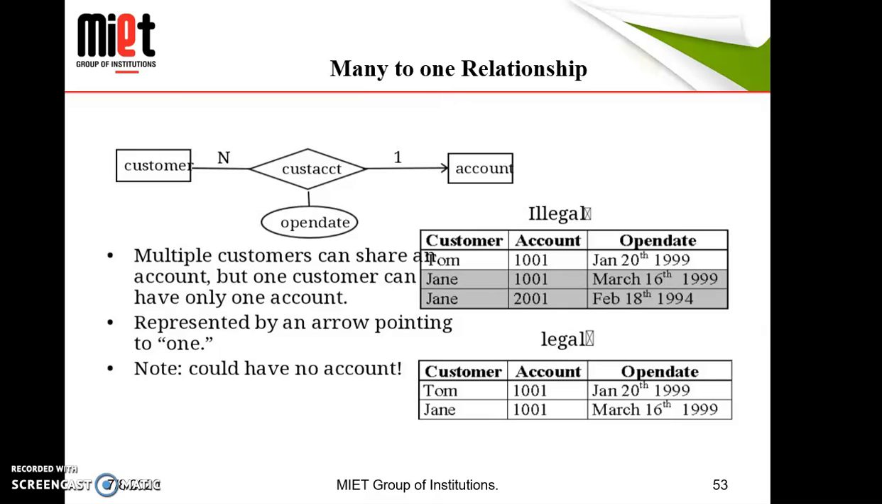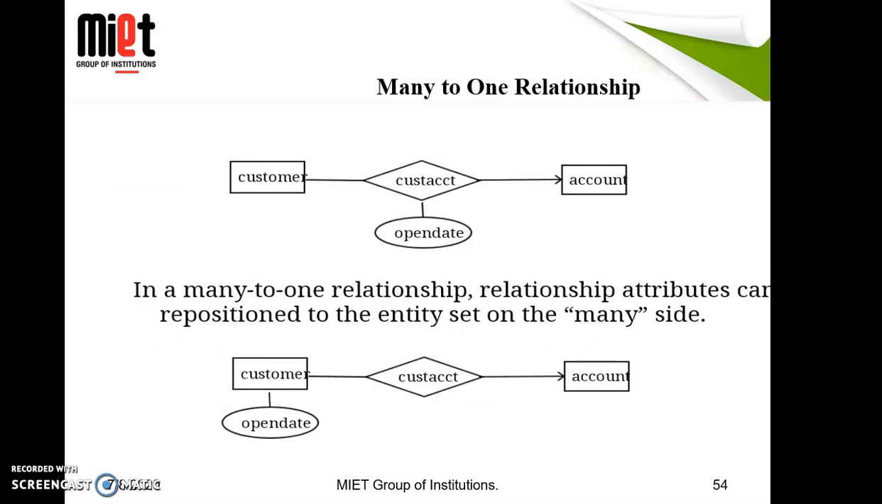Many-to-one relationship. In a many-to-one relationship, an entity in entity set A is associated with at most one entity in entity set B. For example, there can be many loans belonging to one customer. One customer can take many loans. That is called the many-to-one relationship.